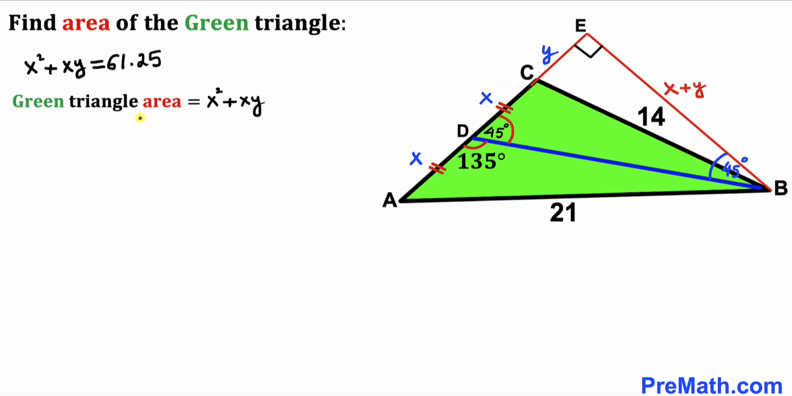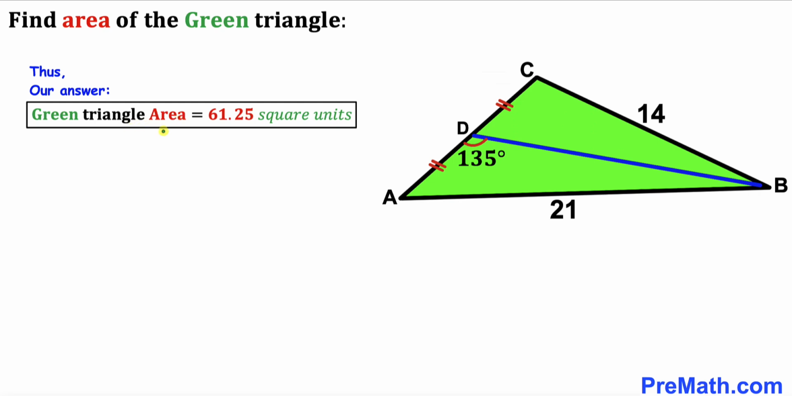Now let's make an observation. We know that the green triangle area is X square plus X times Y, and we figured out that X square plus X times Y equals 61.25. Therefore, the area of this green triangle ABC is 61.25 square units. Thus the area of this green triangle ABC turns out to be 61.25 square units, and that's our final answer.